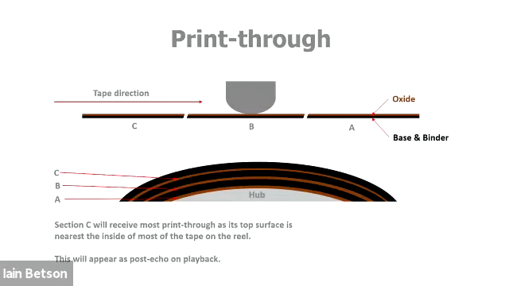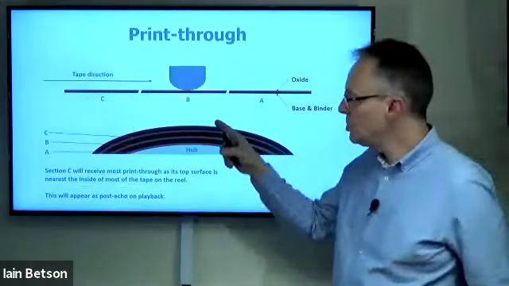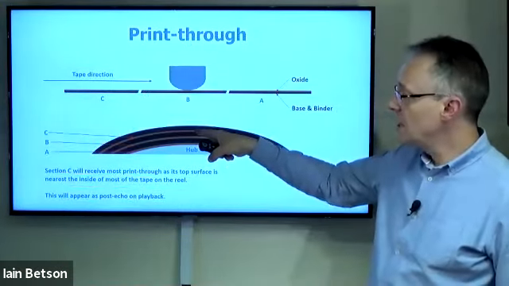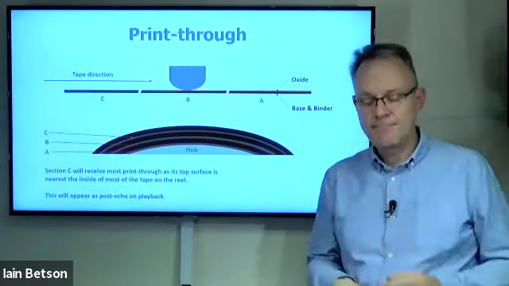If we then pop down to the bottom diagram, this is an illustration of tape that has been wound on the hub. You can see this is if it was wound on the take-up side of the tape. So this tape has run through, A has gone onto the hub, nearest the hub itself, then we've got B, and then we've got C. Print through happens because of the magnetic signal that's on adjacent layers of tape being imparted into the tape either side of it.